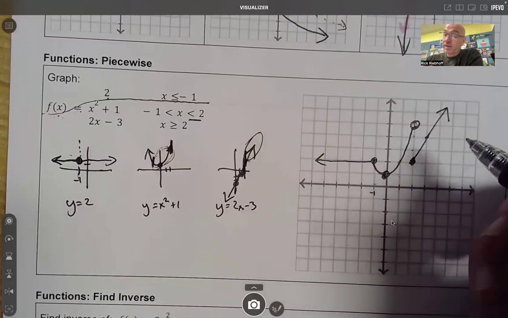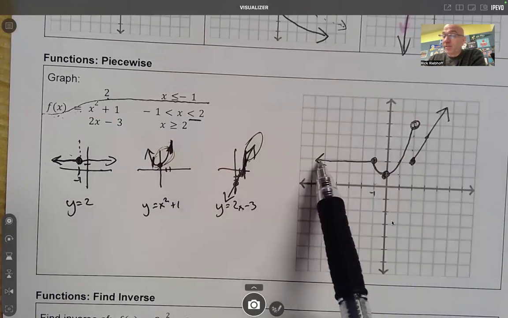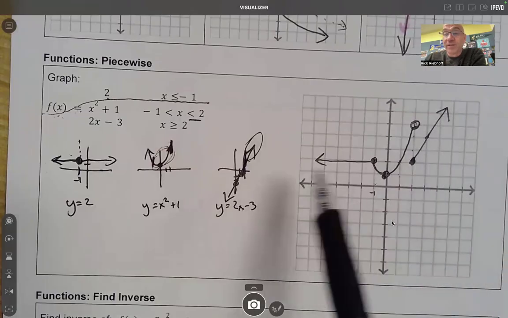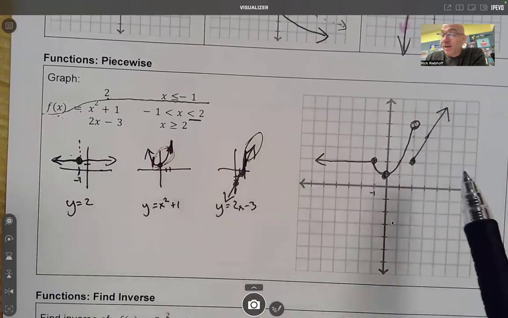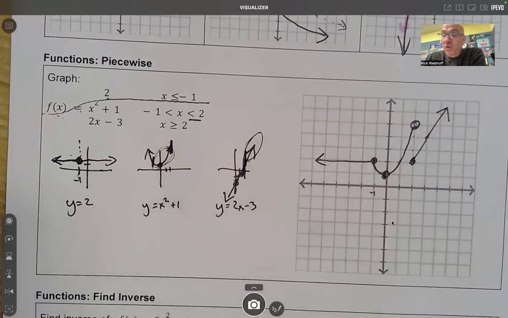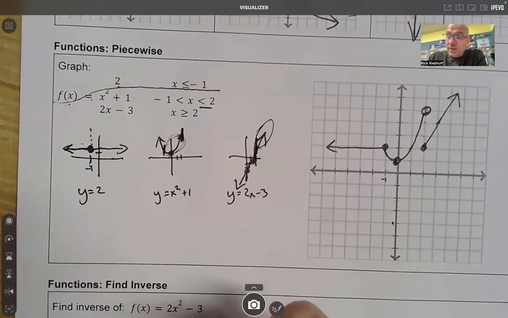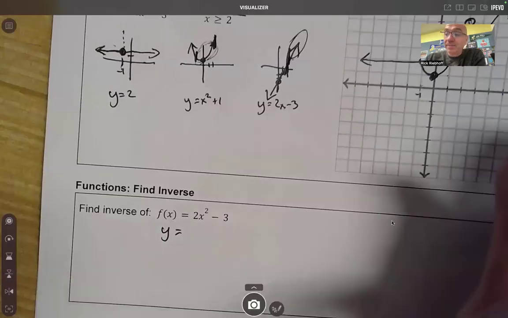Good, good. Now, is this continuous? No, it goes up to here, and then suddenly it drops down to here, and then goes forever. Okay, but it is a function. It's just a funky function. Cool. All right, to find the inverse, step number 1, make your f of x equal y.